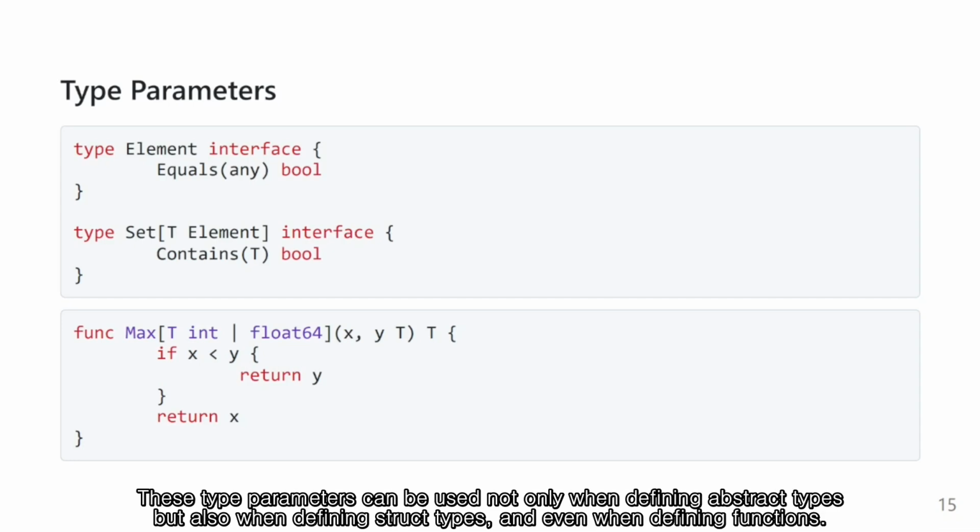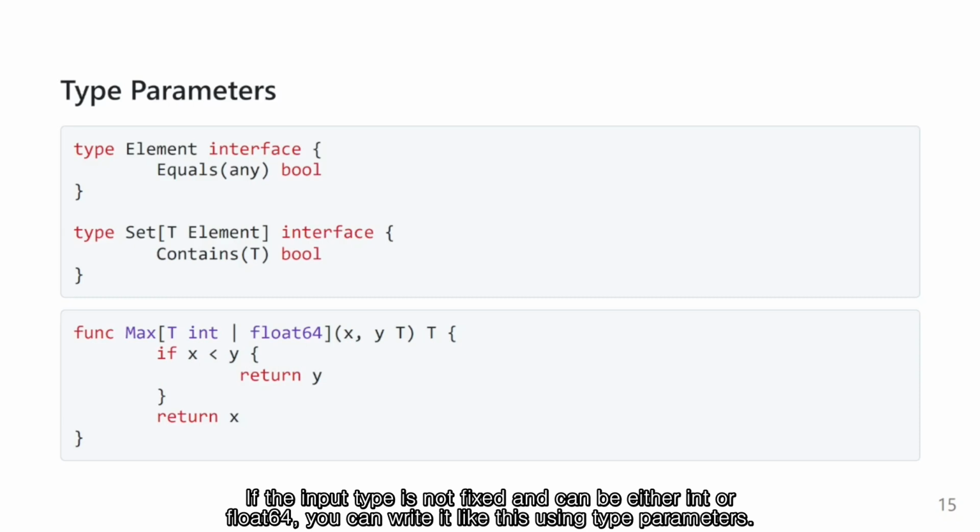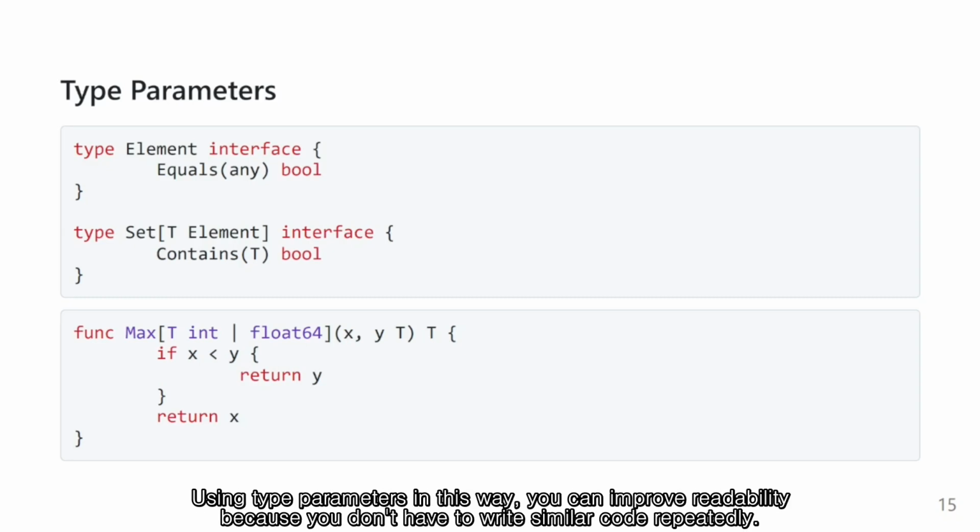These type parameters can be used not only when defining abstract types, but also when defining struct types and even when defining functions. For example, let's say you want to define a function called max that returns the larger of the input values x and y. If the input type is not fixed and can be either int or float64, you can write it like this using type parameters. Using type parameters in this way, you can improve readability because you don't have to write similar code repeatedly.